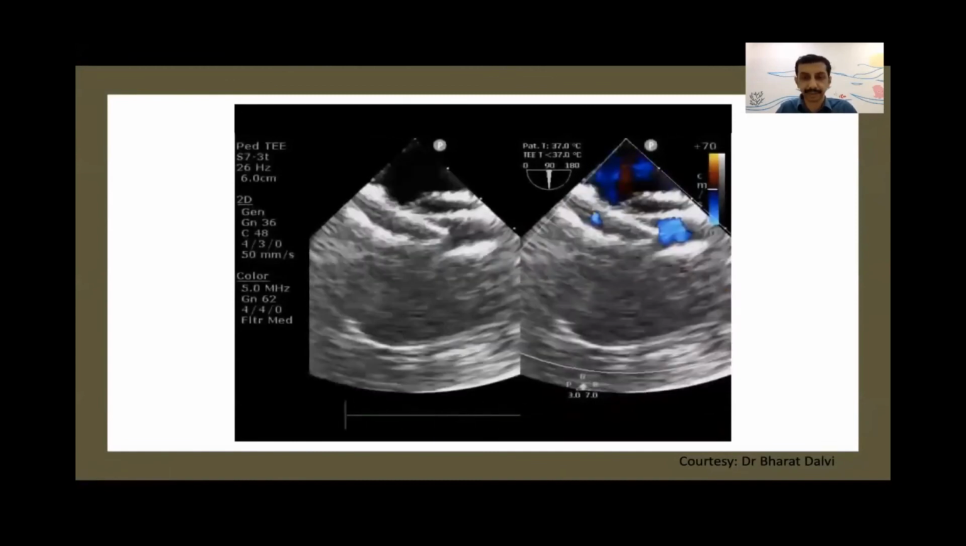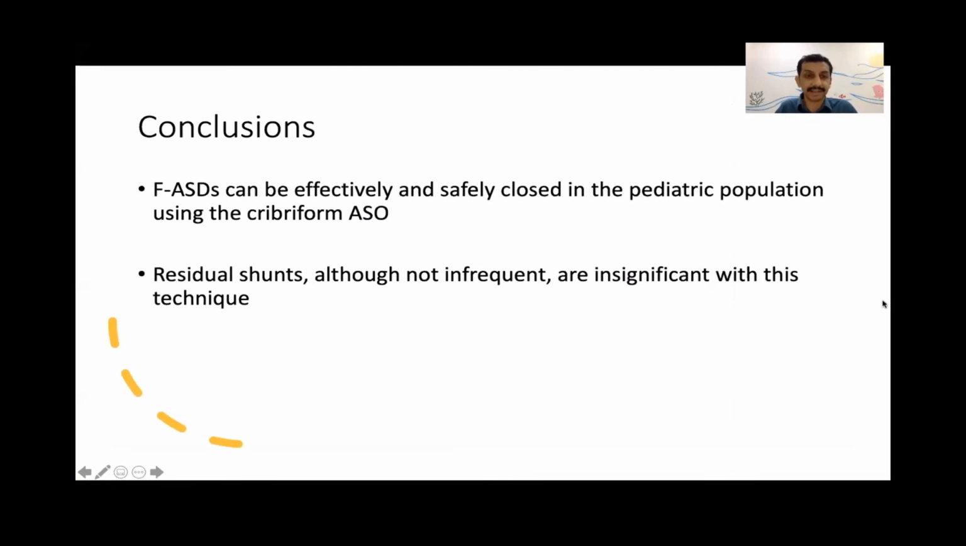So I would like to conclude by saying that fenestrated ASDs can be effectively and safely closed in the pediatric population using the Cribriform ASD device. Residual shunts, although not infrequent, are insignificant with this technique.